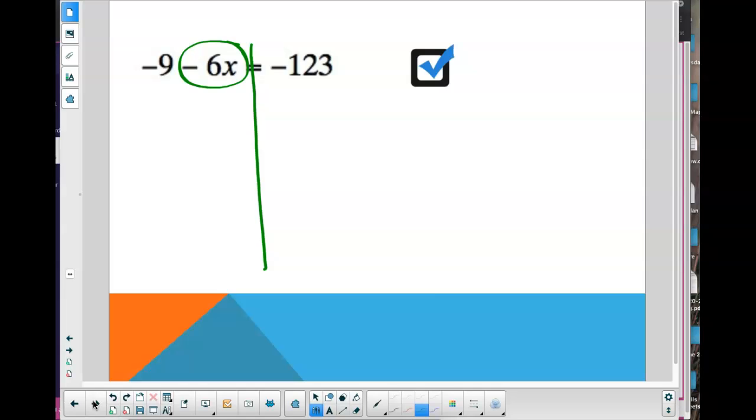Now I have to get rid of the negative 9. How do I get rid of the negative 9? Add 9, right? The opposite of negative 9 is plus 9. So do that to both sides. Cross off the negative 9 and the 9. Negative 6x equals negative 123 plus 9. Negative 123 plus 9 is what, Krista? Negative 114.